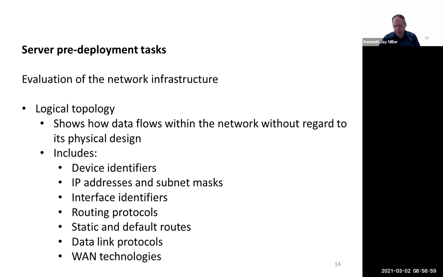We should know what kind of routing protocols we're using. Are we using static routing? Are we using dynamic routing? If we're using dynamic routing, is it a routing protocol that updates itself automatically, or does it have to look at its neighbors to figure it out? And then what kind of protocols are we using? And then if it's wide area networking, what are the technologies that we're going to use? Are we going to use, you know, Spectrum's business for our WAN? Are we going to use a leased line from the telephone company for our WAN technologies, or whatever the case may be? So that's our logical topology.